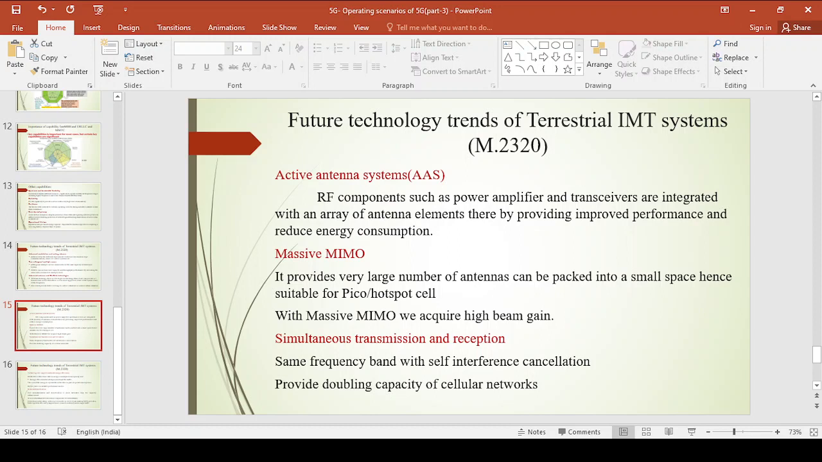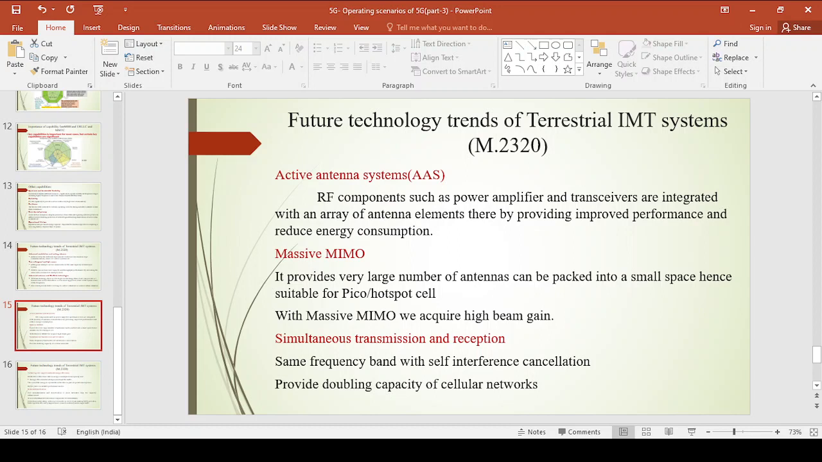And next one is massive MIMO. You already know. Now this provides a very large number of antennas that can be packed into a small space, hence suitable for pico or hotspot cell. Now this massive MIMO is suitable for pico or hotspot cell. Through this massive MIMO we acquire high beam gain, right?